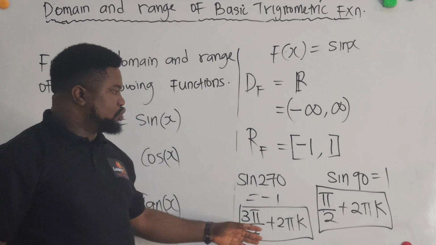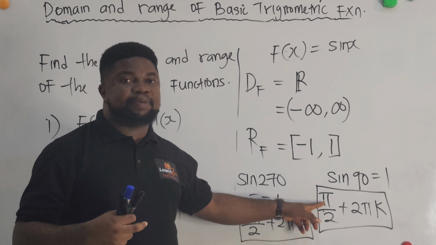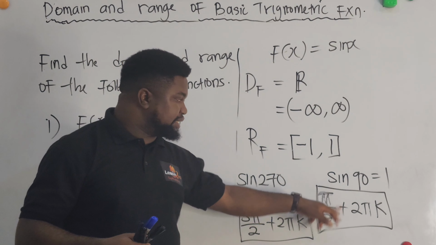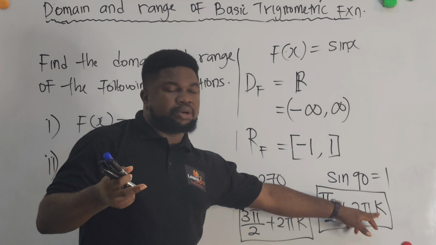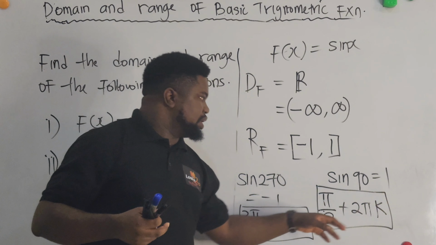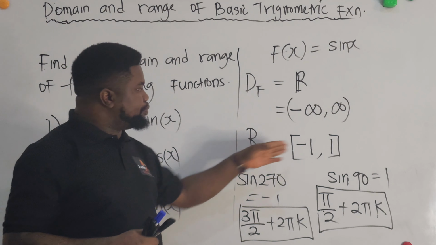Take note. Pi is 180 in radians. So 180 over 2 gives me 90. So when k is 0, I will have 180 over 2, which gives me 90. So these 2 things will give you your endpoints.